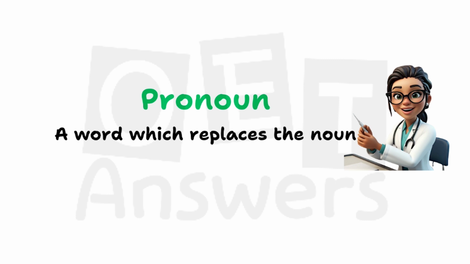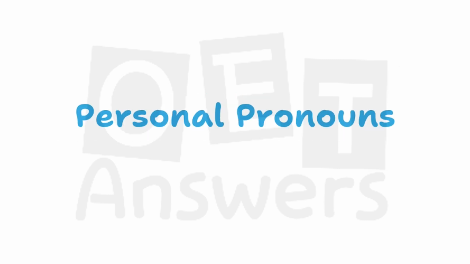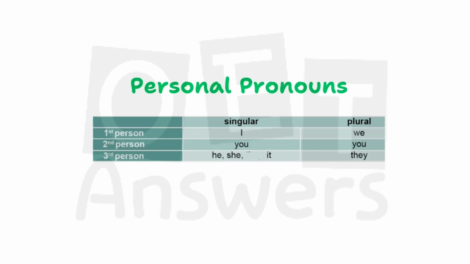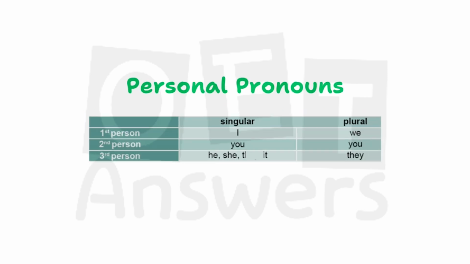So based on the gender and based on the noun, it will differ. Now we can see about personal pronouns. In the personal pronouns, you can see a tabular column. There, singular versus plural, you can see. First person. Okay, first person means I am, right?